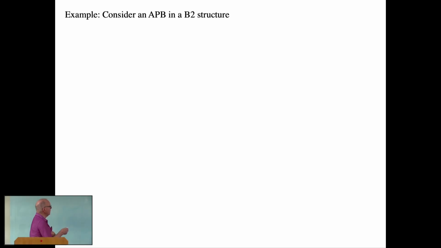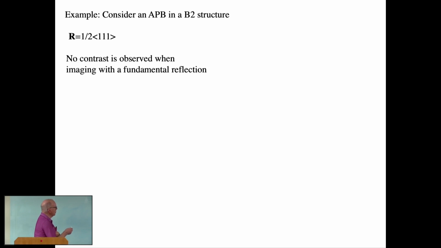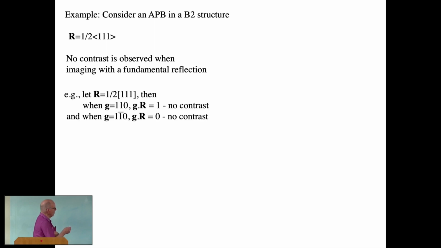So consider an APB in a B2 structure. R would be a 1/2 <111>. No contrast is observed when imaging with a fundamental reflection. So let R equal 1/2 <111>, then when G equals 110, G dot R equals 1, we have no contrast, and when it's 1-10, G dot R equals 0, we have no contrast.